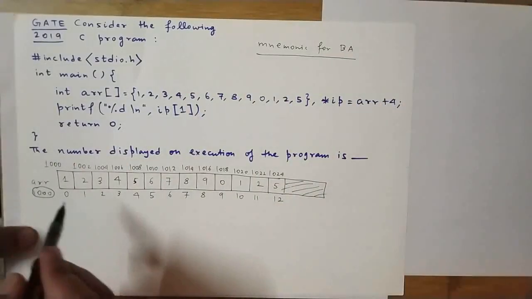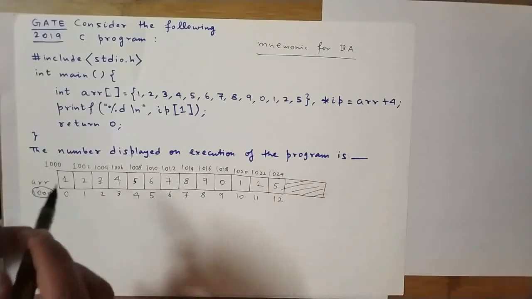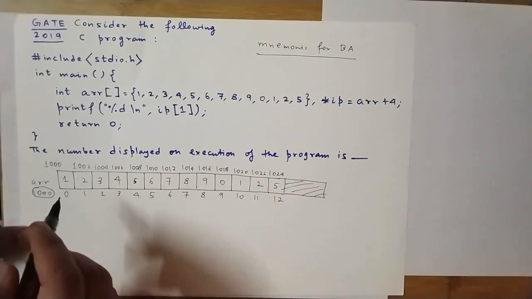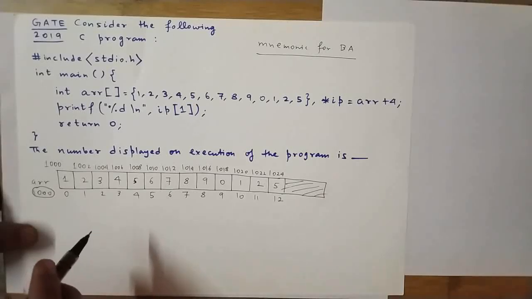So since the name of the array is a mnemonic for base address, it qualifies to be a constant pointer. So the name of the array acts as a constant pointer. Now since it acts as a constant pointer, we cannot perform any arithmetic operations on it.